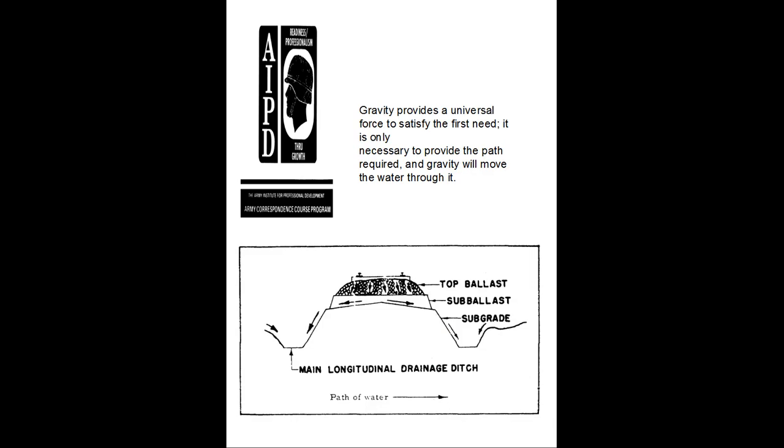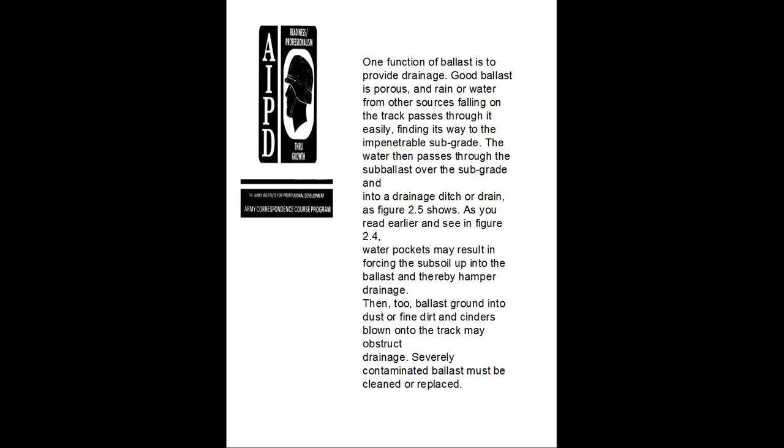Here you see the path of water in the top ballast, subballast, and subgrade to the main longitudinal drainage ditch. Gravity provides a universal force to satisfy the first need. It is only necessary to provide a path, and gravity will move the water through it. Only one function of the ballast is to provide drainage. Good ballast is porous, so rainwater or water from other sources falling on the track passes easily through it, finds its way over the impenetrable subgrade through the subballast, and into the drainage ditch, as shown in figure 2.5 earlier.